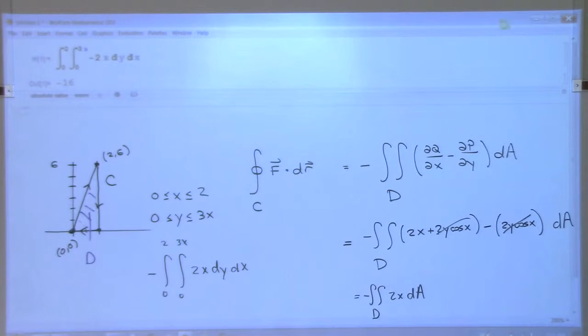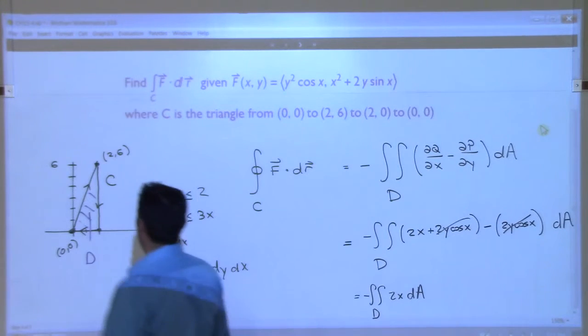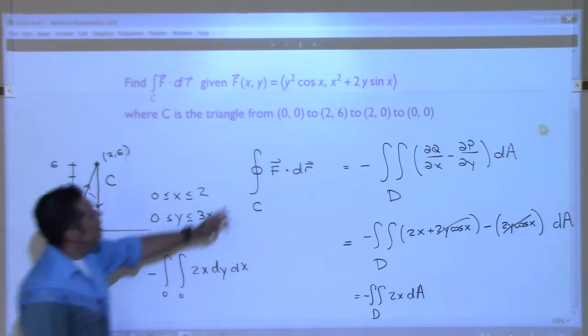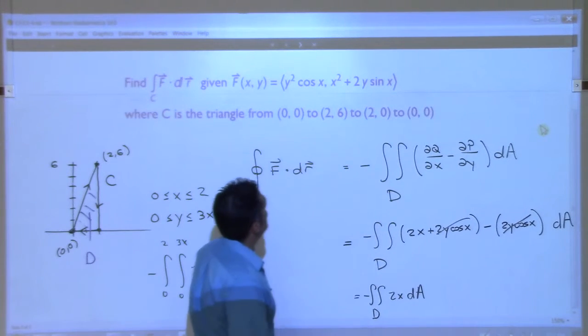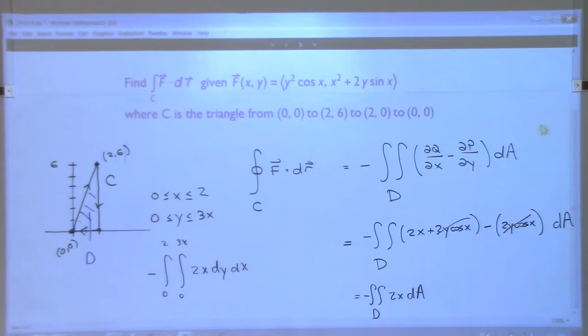Which again, I think is way better than the alternative. The alternative would have been C1, C2, C3, parameterizations, and then you have to replace your x and y with those parameterizations. I think we'd still be working on it for sure.